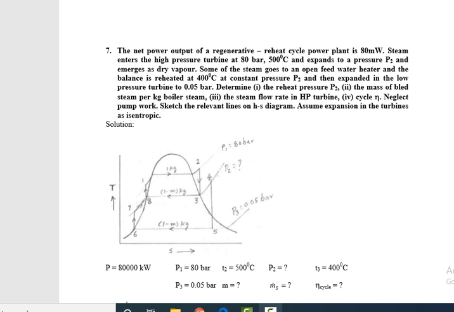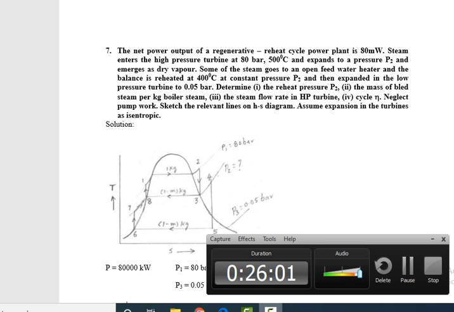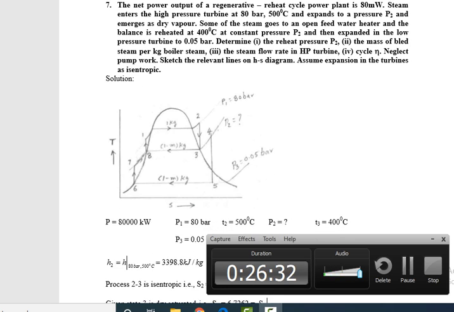Then go to another numerical. This is the last numerical of today's session. The net power output of a regenerative reheat cycle power plant is 80 megawatt. Steam enters the high pressure turbine at 80 bar, 500 degrees Celsius and expands to a pressure P2 and emerges as a dry vapor. Some of the steam goes to an open feed water heater and the balance is reheated at 400 degrees Celsius at a constant pressure P2 and then expanded in the low pressure turbine to 0.05 bar.